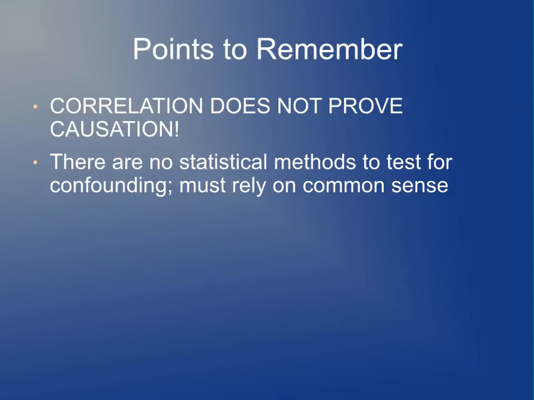So what you need to remember here is that correlation does not imply causation. Just because two things happen at the same time does not mean that A causes B. And there's no statistical tests for confounding. You just have to use common sense here. Anytime you read a paper, you should ask yourself, is it possible that there's some confounding variable that the author has overlooked that could cause the association that we observe here?